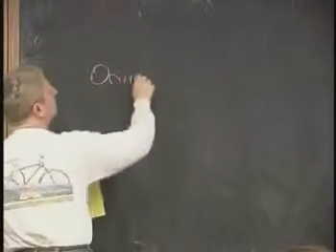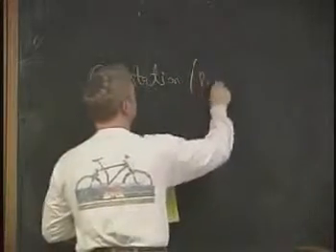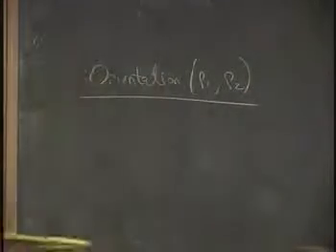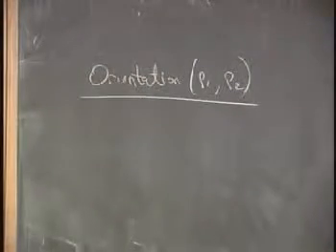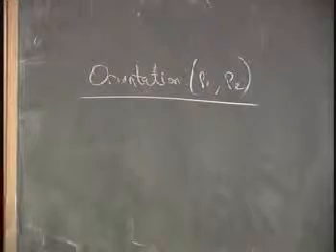Let's call this procedure orientation. We want a procedure called orientation P1, P2, which takes 2 points, P1 and P2, and tells us, is the first one clockwise or counterclockwise relative to the second one? Okay, so this is what it will look like.